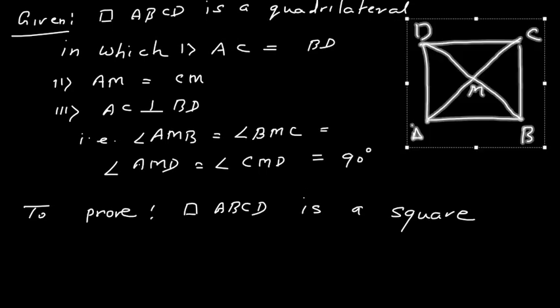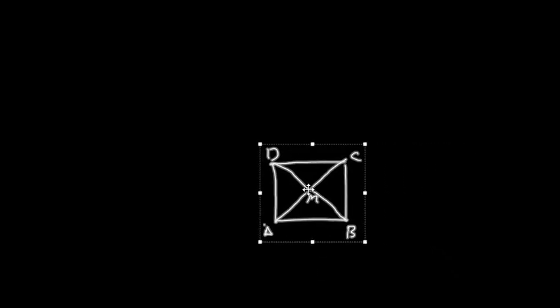Now for that, let me bring this square here somewhere. I have to prove that this ABCD is a square. So here, in proof, I will write proof. Now to prove that this is a square, I have to prove that each angle is 90 degrees and all sides are equal. Therefore, it will become a square. So first, to prove that each angle is 90 degrees, let us take triangle AMB and CMB.